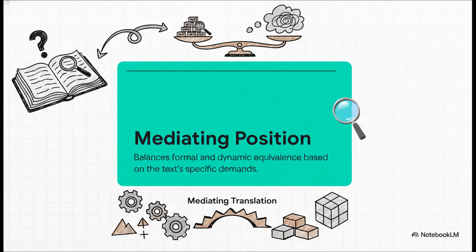Dr. Bauer notes that a mediating translation, like the Revised Standard Version or the English Standard Version, gives us exactly that. It's an eclectic approach. It doesn't strictly commit to being entirely word for word, and it's not completely thought for thought either. Instead, it balances those two extremes based on the specific inductive demands of the text itself. For us, it's the perfect lens for spotting those subtle structural clues.